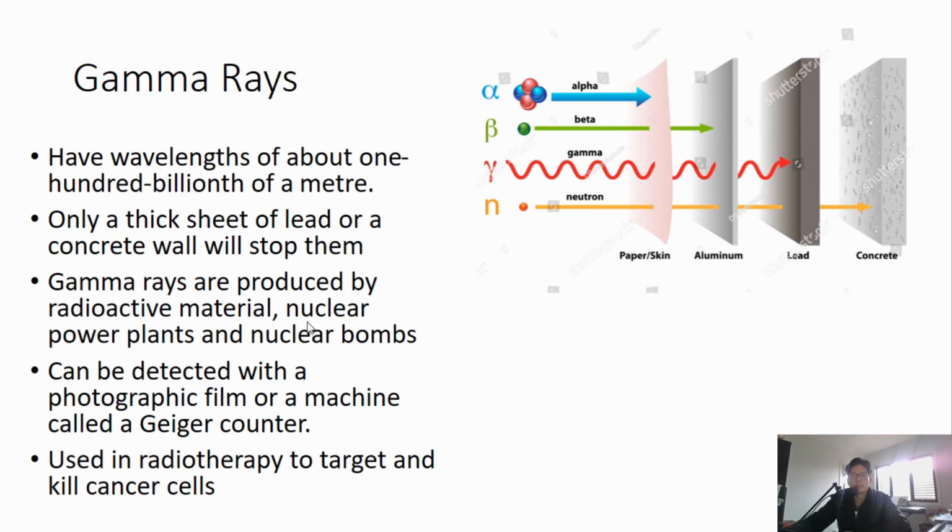Alright, and our last high frequency radiation, the one on the very right of the spectrum, is known as gamma rays. These have wavelengths of about 100 billionth of a meter, so they are very, very small. Only a thick sheet of lead or a concrete wall will stop them. And gamma rays are produced by radioactive material, nuclear power plants, and nuclear bombs. They can be detected with a photographic film or a machine called a Geiger counter, and they are often used in radiotherapy to target and kill cancer cells.